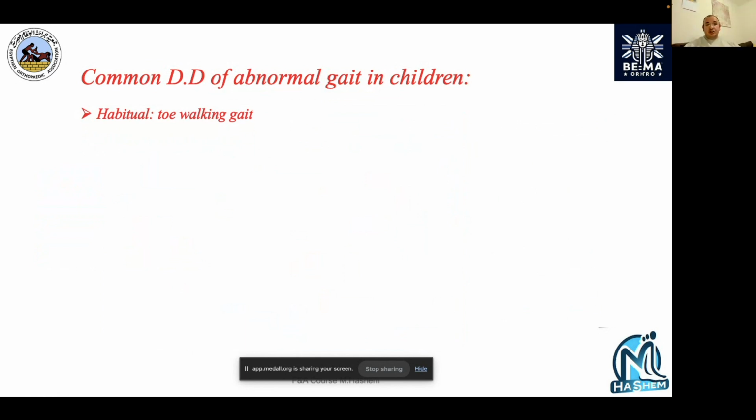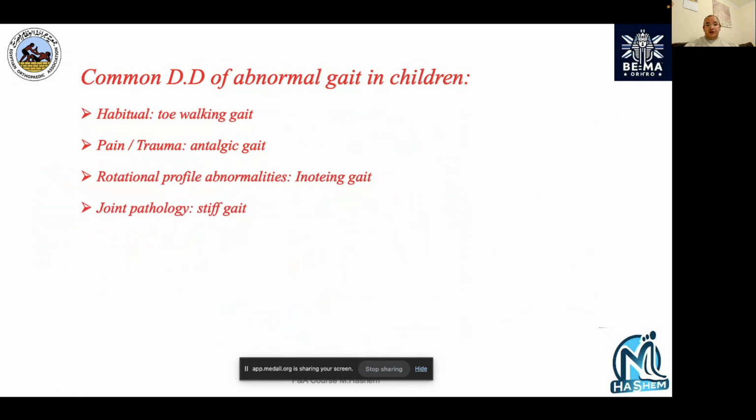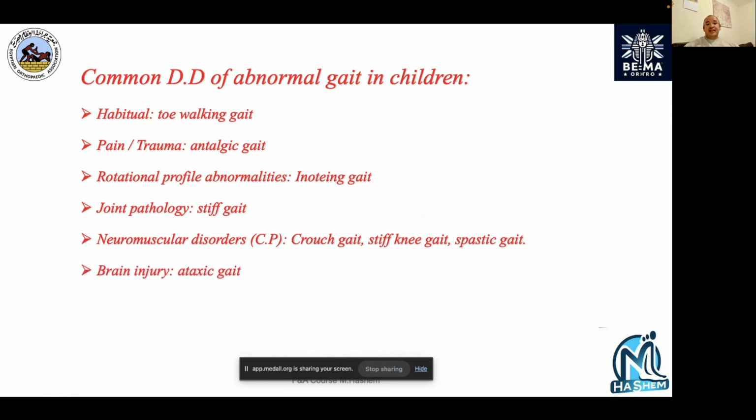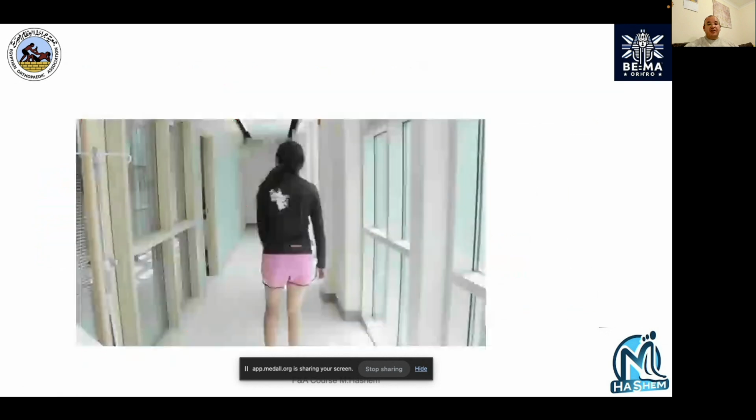It may be habitual, like the toe walker or in-toeing. It could be from pain or trauma, like the antalgic gait. It could be a rotational profile problem like the pathological in-toeing gait. It could be a joint pathology like the stiff gait, and it could be a neuromuscular disorder like the crouch gait, the stiff knee gait, and the spastic gait. It could be a brain injury like the ataxic gait, and it could be neuropathic like the high steppage gait. I will show you an example of each of them, just a quick video to understand the difference between different types of gait, including the myopathic gait.